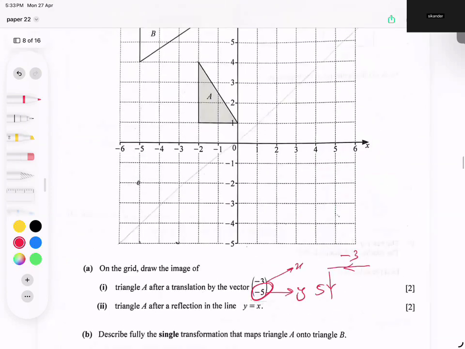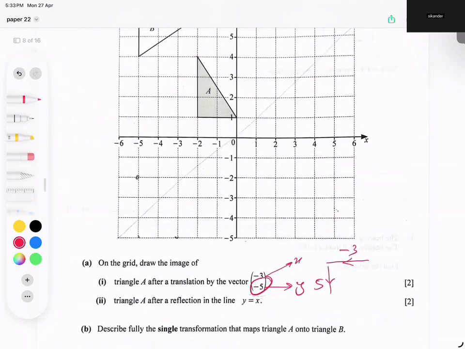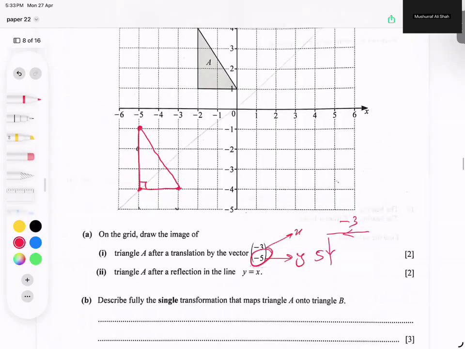So let's start. Count from here: 1, 2, 3, then 1, 2, 3, 4, and 5. Now count here: 1, 2, 3, then 1, 2, 3, 4, 5. Count for this point: 1, 2, 3, then 1, 2, 3, 4, 5. So if I join, I'll get my answer, and my answer is this. This I got after translation.